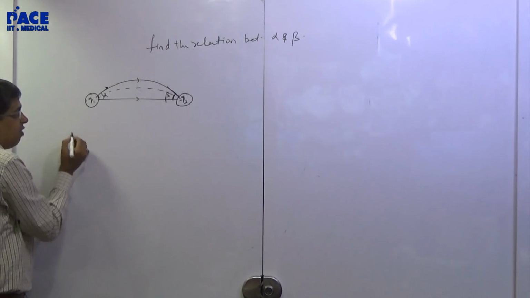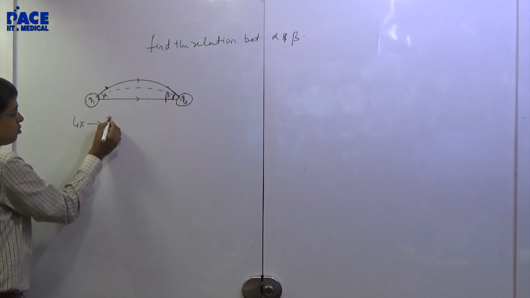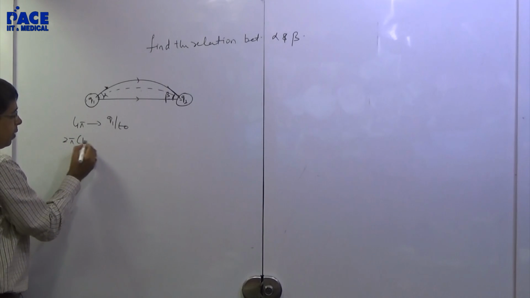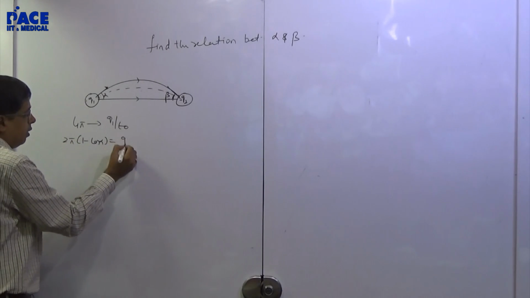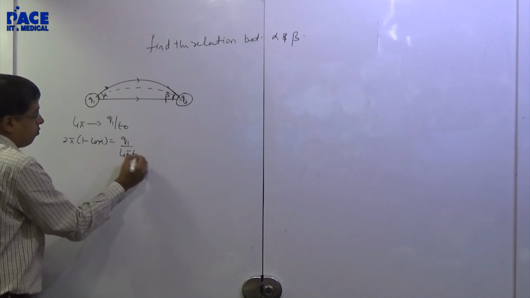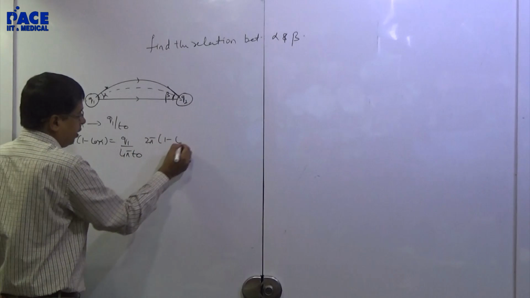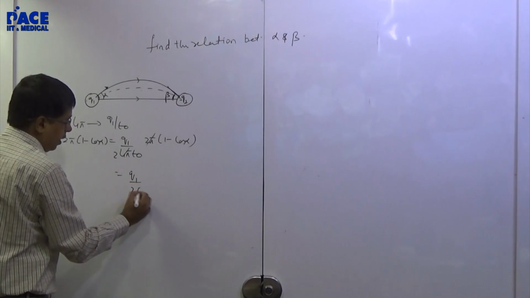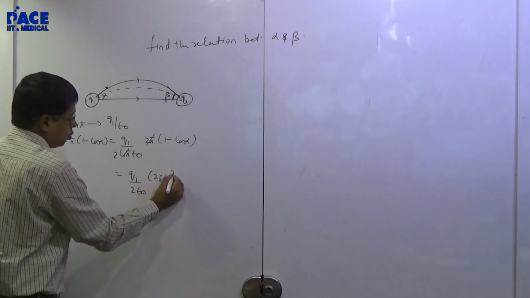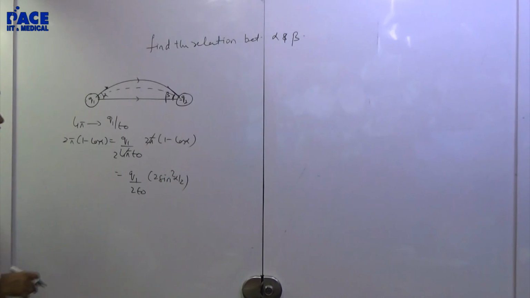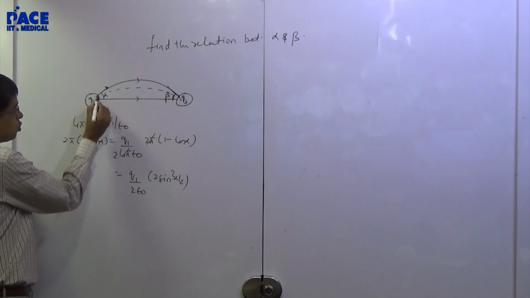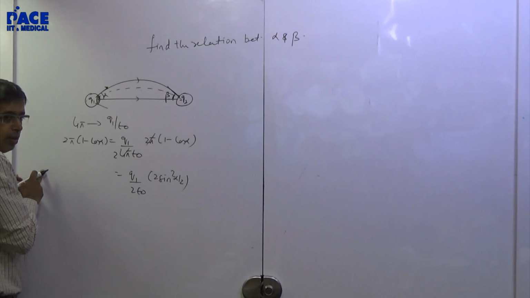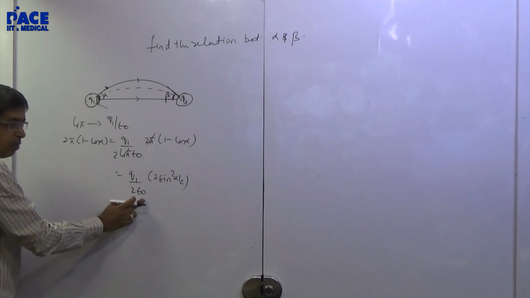How do I get the total flux here? For 4 pi solid angle it will be q1 by epsilon naught. For 2 pi into 1 minus cos alpha, this will be q1 by 4 pi epsilon naught times 2 pi into 1 minus cos alpha. This will be q1 by 2 epsilon naught times 2 sine square alpha by 2. This will be the flux between these two lines, because this will be the solid angle. Right? Half of that is my requirement.